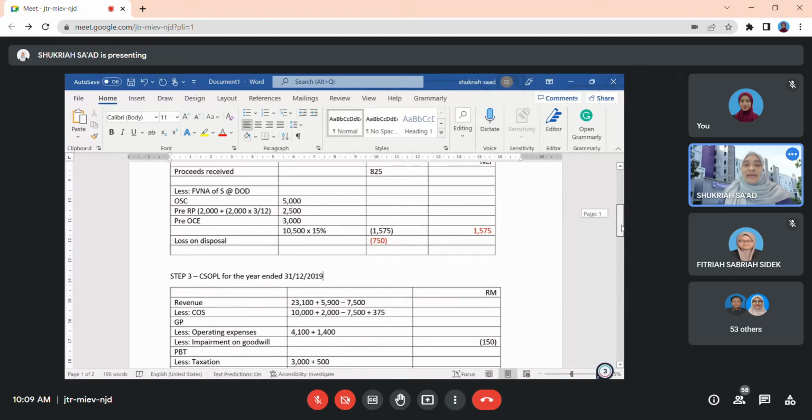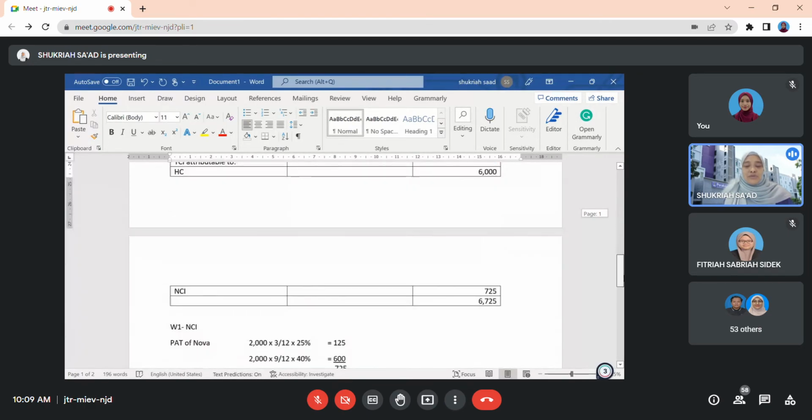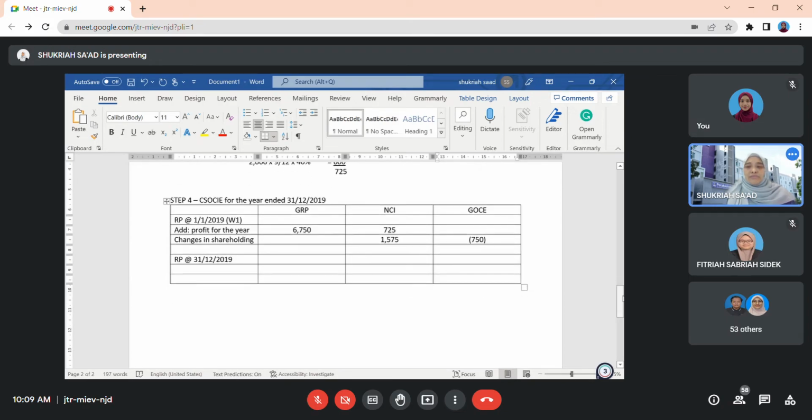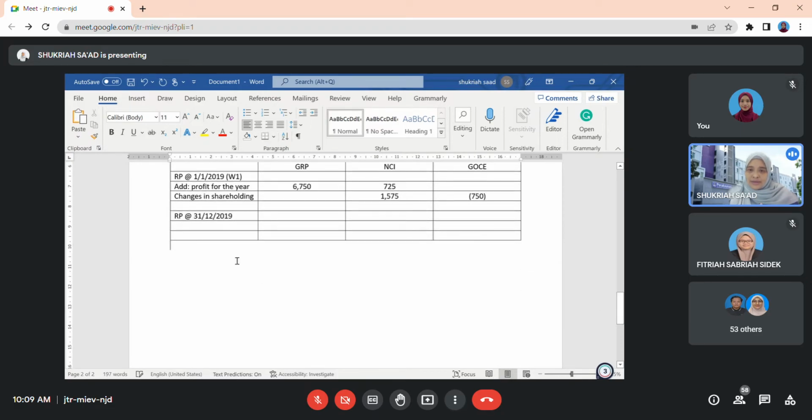Sama macam topik increase in shareholding. Sub to sub. So that's why saya create column kat sini, other component equity. So saya minus kat sini 750, in line, line item dia changes in shareholding. Over here is an increase in NCI. This one is loss. Loss ni tak boleh masuk bawah group retain profit because dia adalah sub to sub. Kalau associate, sub to associate, then baru group retain profit. Itu saja yang kita ada. Sekarang kita nak masukkan item dan cari retain profit.